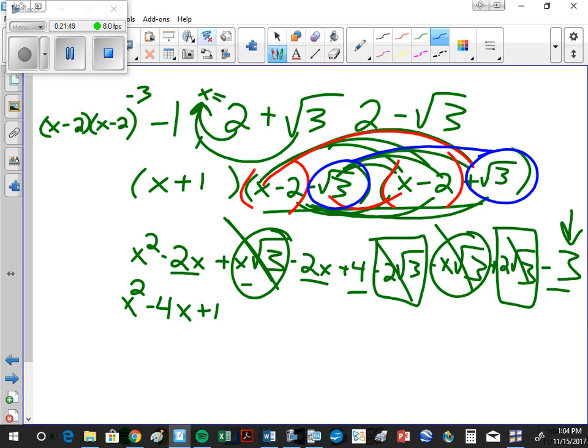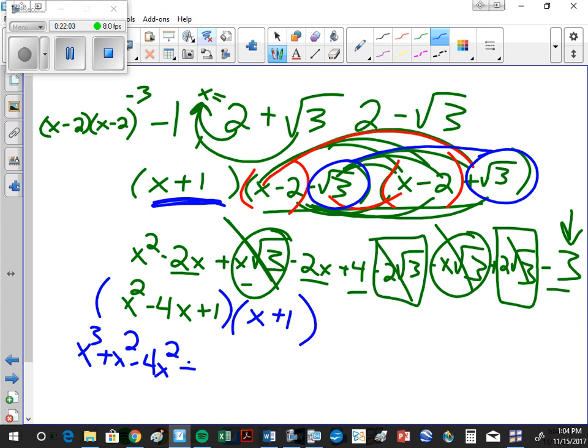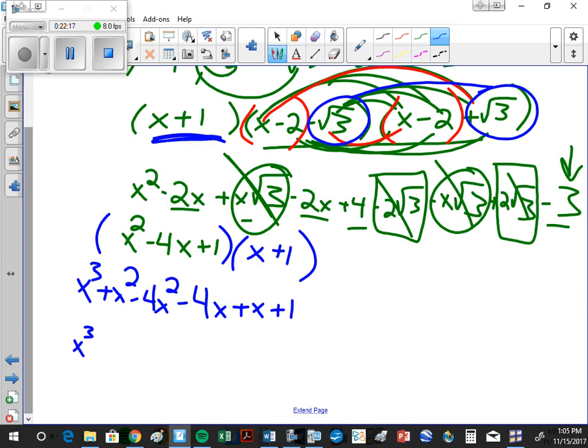Are we done? Nope. I need to bring in the x plus 1. X to the third plus x squared minus 4x squared minus 4x plus x plus 1. So that gives me x to the third minus 3x squared minus 3x plus 1. And that's the final x to the third. All right.